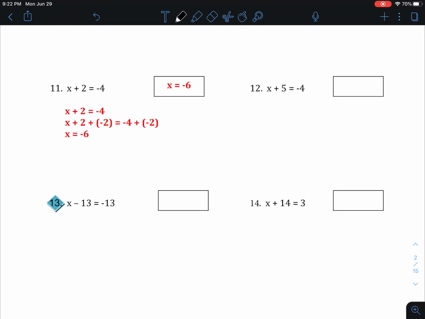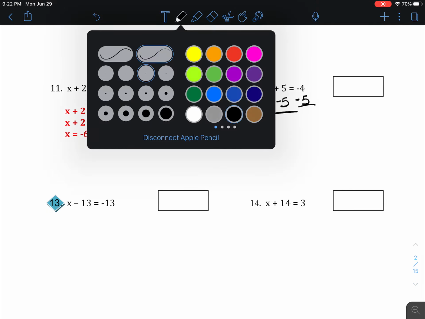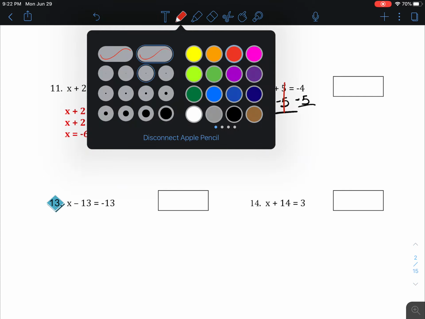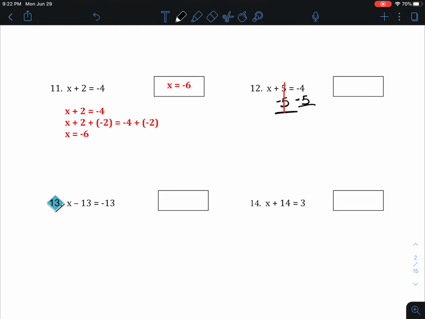Moving on to 13, I'll do 12 for you guys. X plus 5 equals negative 4. What I want to do is subtract 5 from both sides of the equal sign. That allows that to cancel out. And we're left with negative 4 minus 5 more, which means x has to equal negative 9. So now do 13 on your own.